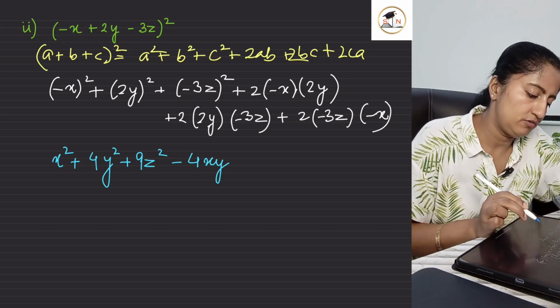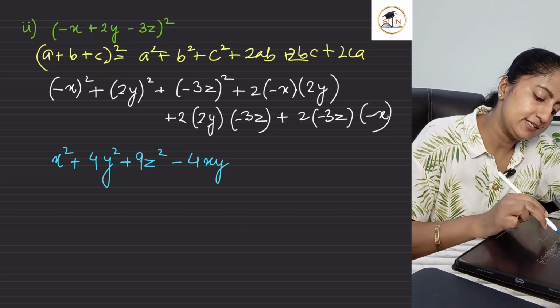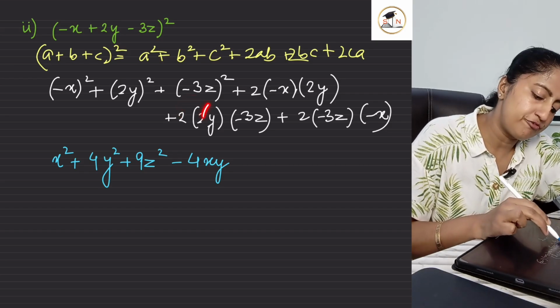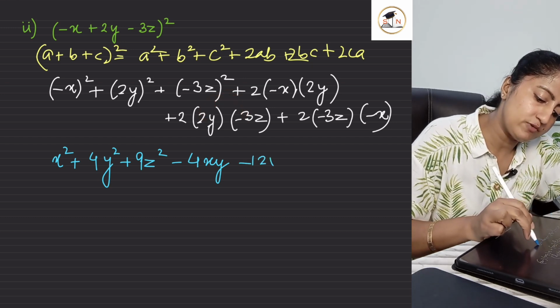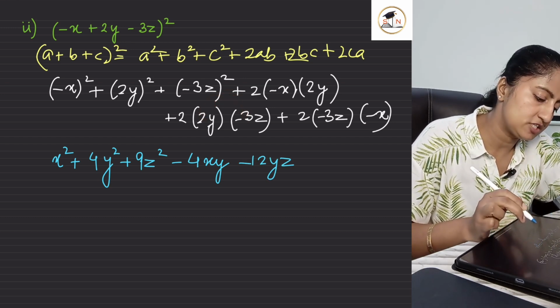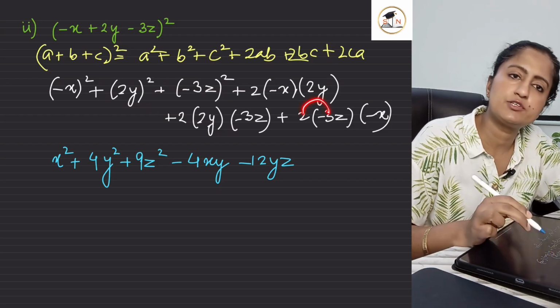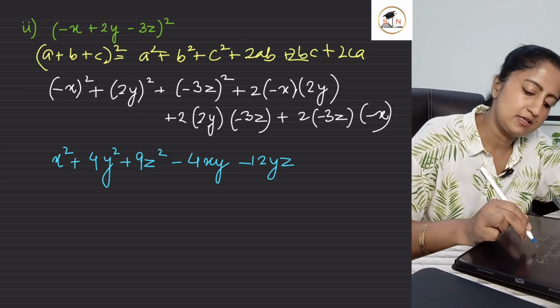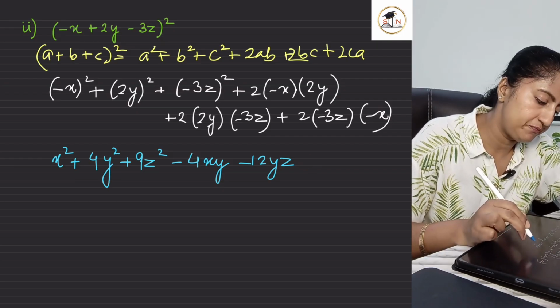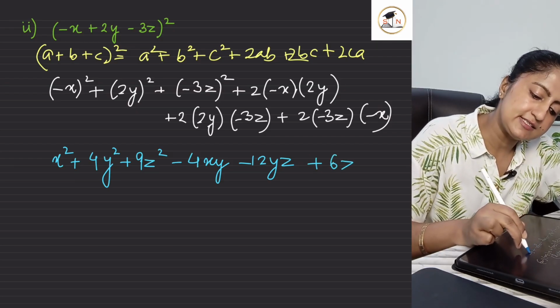Now the second product, that is 2 into 2, 4. 4 into minus 3 is minus 12. Minus 12yz. And the last product now, 2 into minus 3 is minus 6. Minus 6 into minus 1 is plus 6zx.